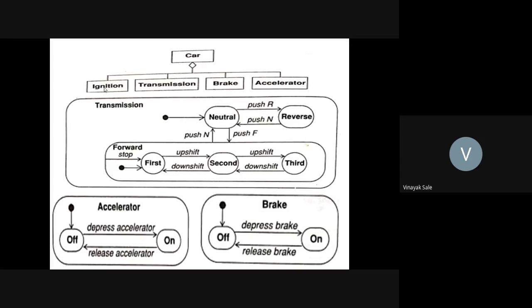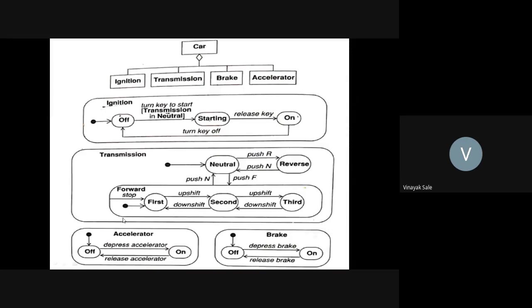then the substate of each object such as ignition, transmission, brake, accelerator. That is a combination of each state of each part or each object. That is known as aggregation. This is the whole diagram for the car: ignition, transmission, accelerator, and the brake.